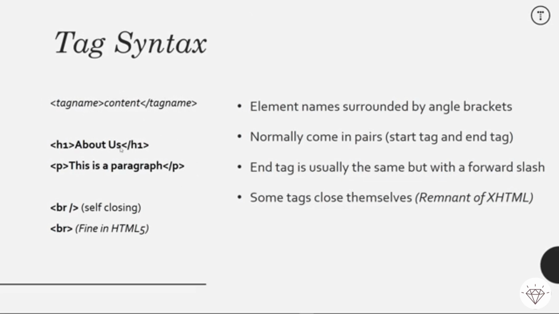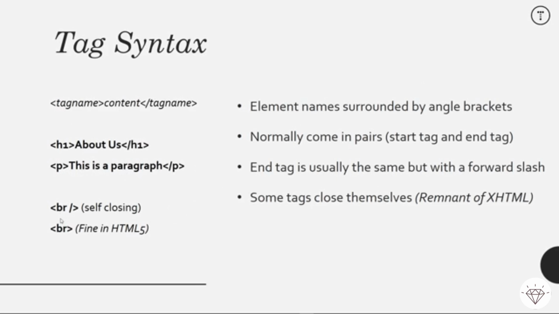In this example here, we have "About us" as the content or the text, and it's surrounded in H1 tags, which stands for heading 1. And I'm going to get into the specific tags later on. Here's another example with a paragraph tag, and we just have the text, "This is a paragraph."